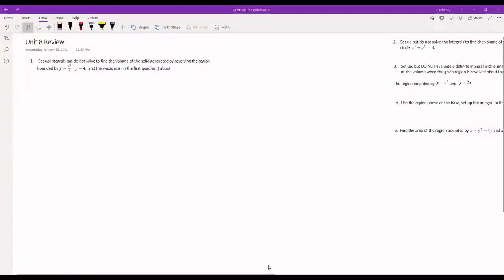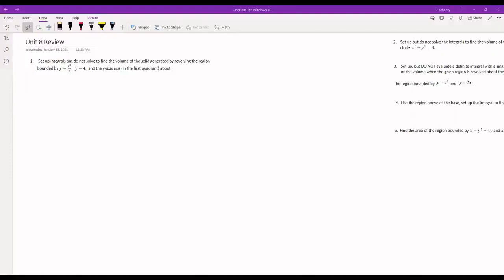We are doing the Unit 8 review in preparation for the quiz that's coming up. So before we get to number 1, I think what we should do is go over how exactly to do these kinds of problems. So we'll take this one, for example.